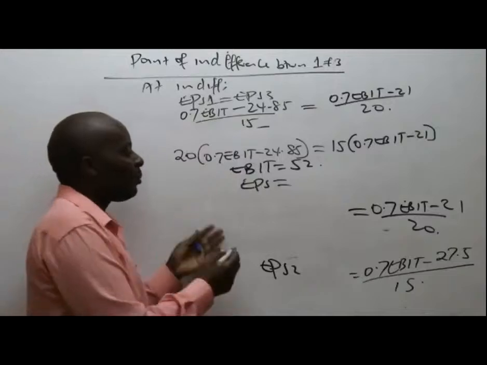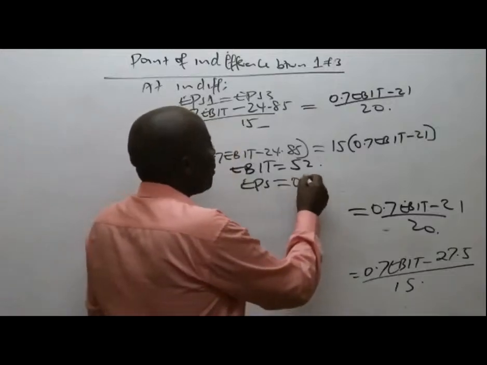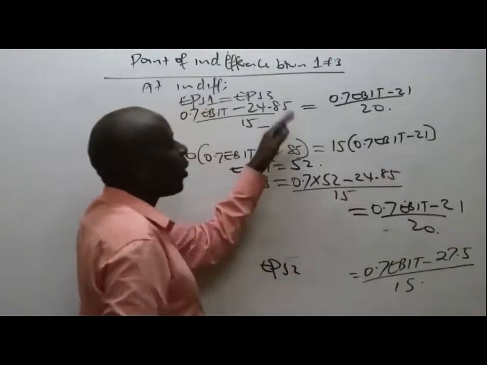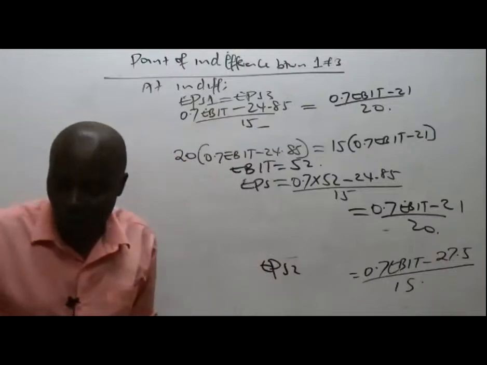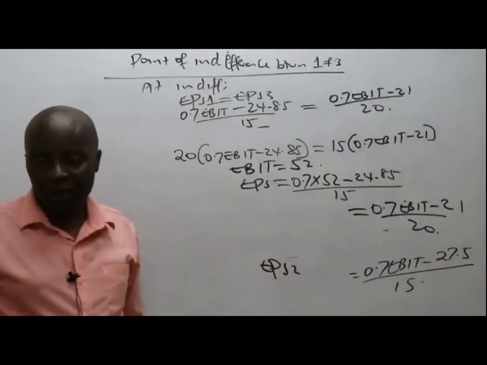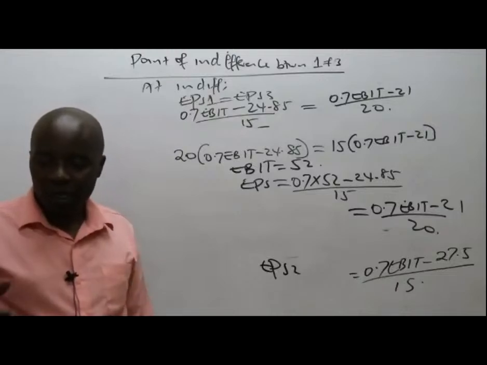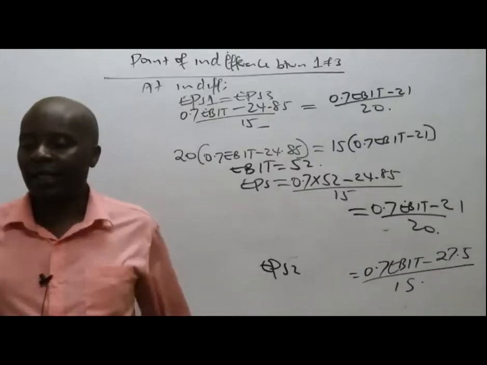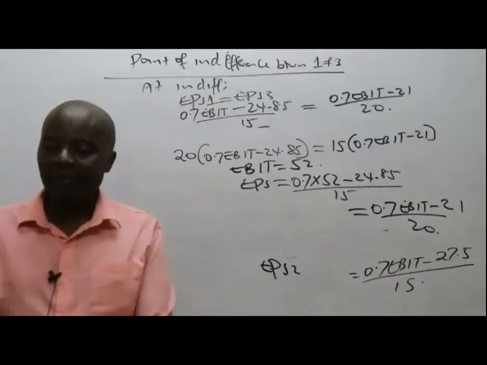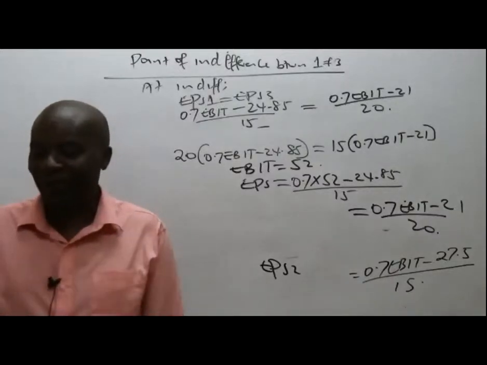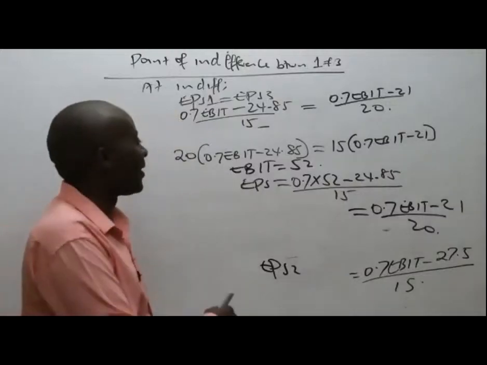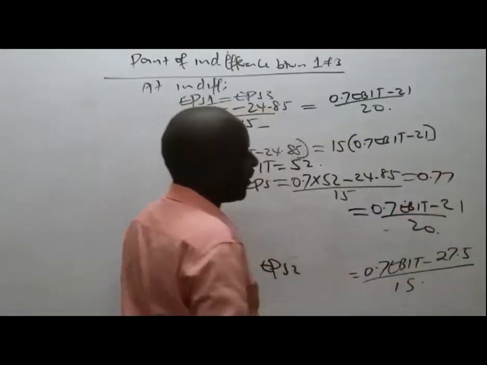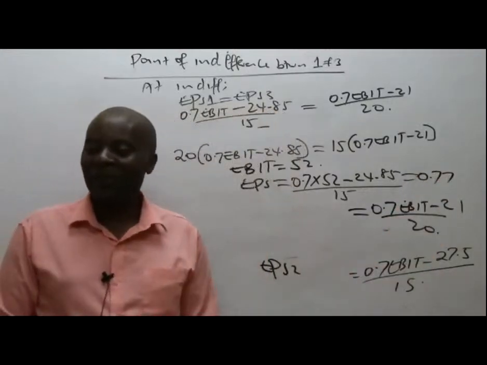To get EPS at the point of indifference, I'll work with this one here. So it is 0.7 times 52 minus 24.85, all over 15. I can decide to work with any of the two EPS equations, and I'm able to see Boniface giving me 0.77 per share. At the point of indifference, EPS equals 0.77.